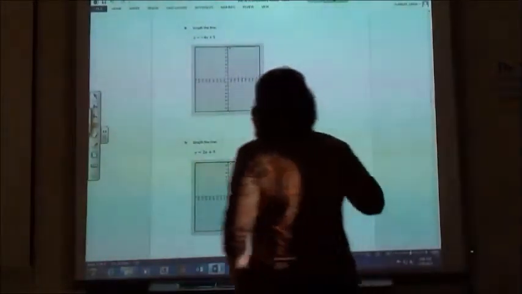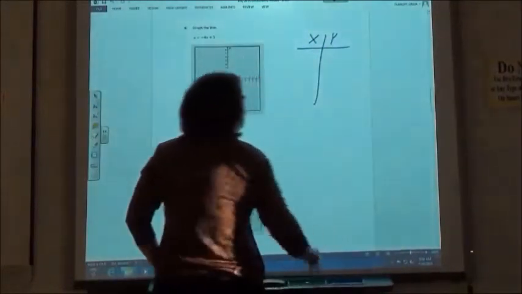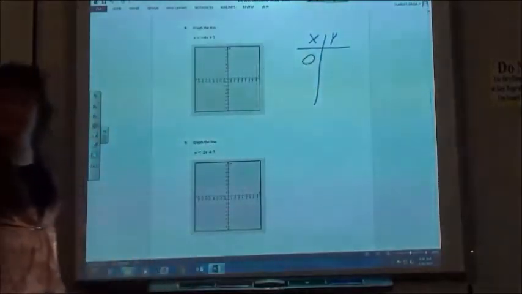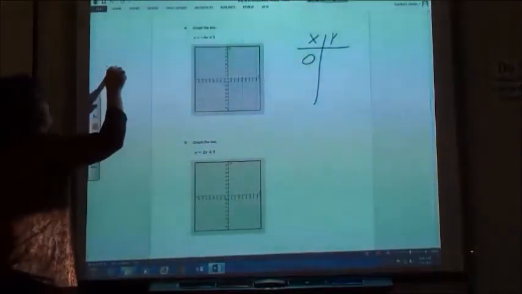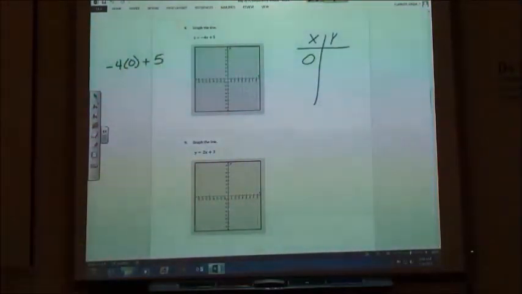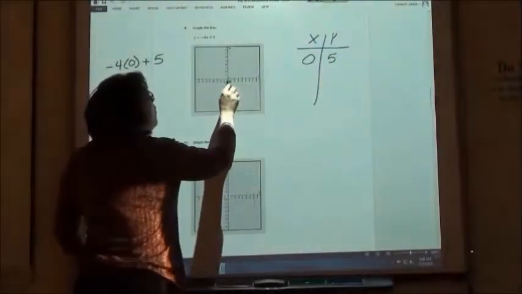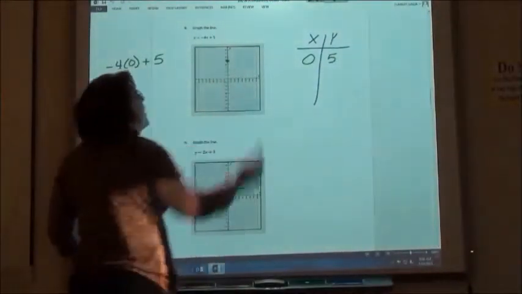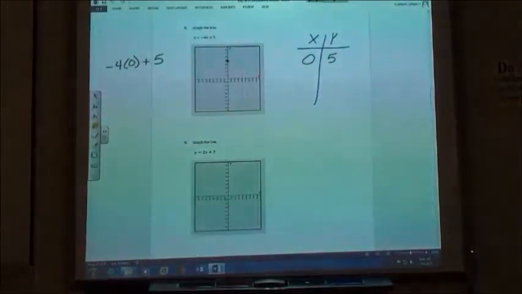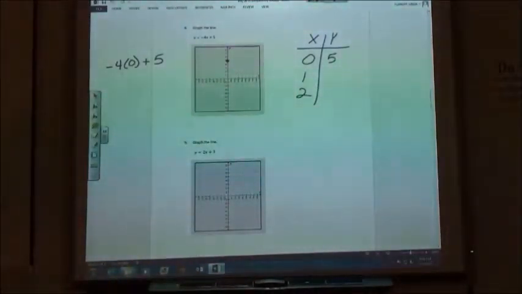So number 8, same thing, I'm going to make my table. First point I'm going to find is my y-intercept by putting 0 in for x. If I put 0 in for x, -4 times 0 plus 5, what do I get? I get 5. I always get that end number. That should be my y-intercept. If I go over 0, up 5, I should be right on that y line at 5. Then I'm going to pick some nice easy numbers like 1 and 2 and find a couple more points so I can draw my line.